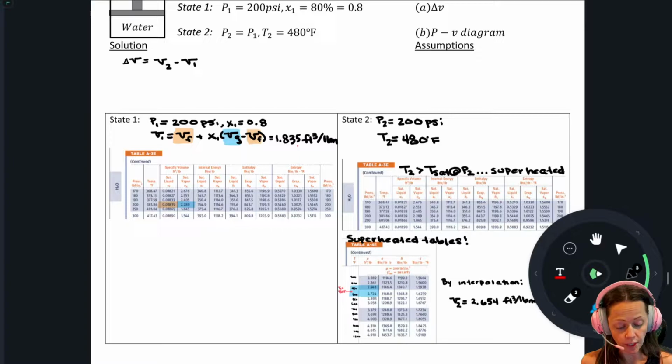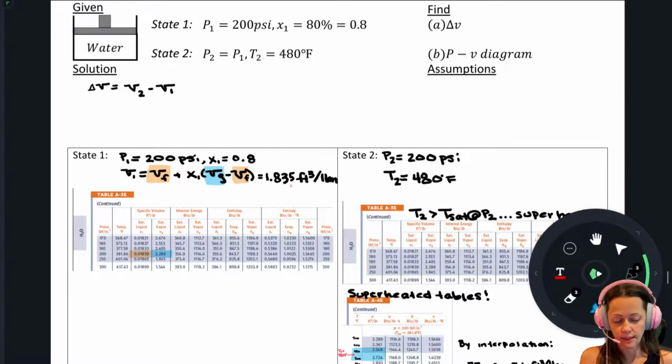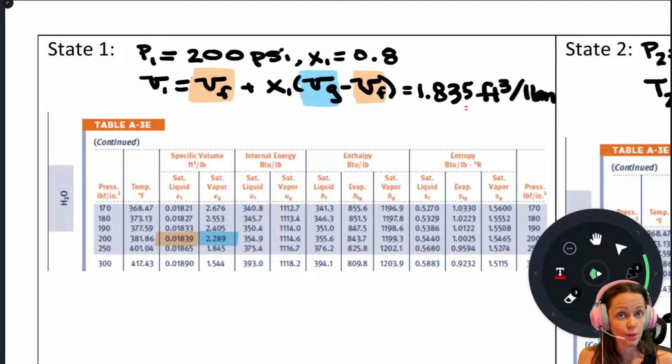So we got our governing equation. Delta V is equal to V2 minus V1. And we already fixed state 2. In order to draw things on a PV diagram and also calculate delta V, we need to figure out what the specific volume is at state 1. So we went to our saturated tables. We knew that it was saturated because we had a quality of 80%. So we used that quality to calculate the specific volume, and we got 1.83, and it's actually 1.835. I went through and calculated it, and there's a 5 there. So we're going to take that into consideration. I think I just wrote 1.83 in class.